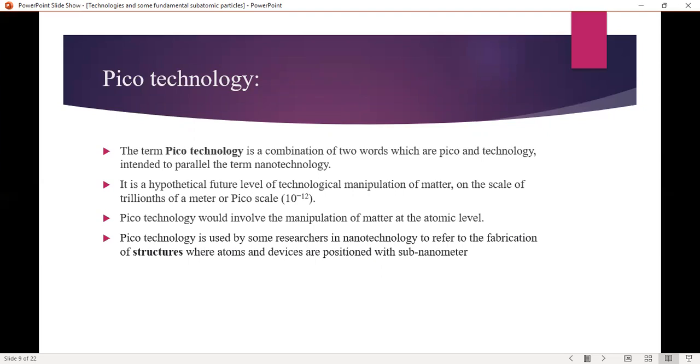Picotechnology, compared with nanotechnology, is on the scale of trillionths of a meter, in other words the picoscale. The size is about 1/3 of a nanometer, and these orders of magnitude are smaller than in the field of chemistry, transformations and measurements.